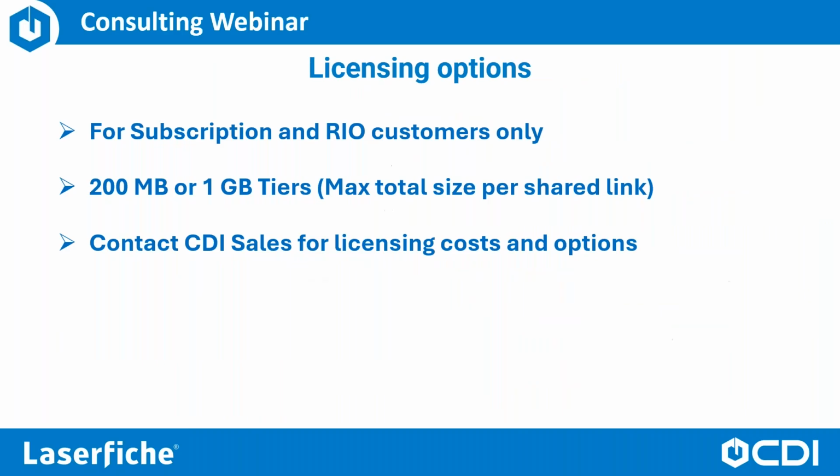For licensing, again, subscription or Rio customers only. And you could be on premise with subscription or Rio, and you can do this. If you have just a cloud account, this is all built in, and you don't have to worry about that. Now, default, out of the box, you could send in a single share up to 200 megabytes of a single or multiple files. You can purchase an additional tier for 1 GB for a single share if you really need that. Our sales department can provide all the licensing costs and options for that.